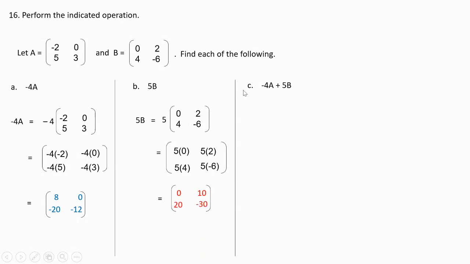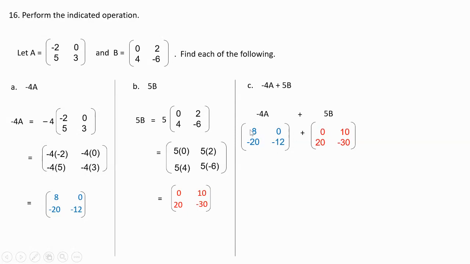Now for part C, right, they want you to find negative 4a plus 5b. So negative 4a, we already solved it, right? So it was the first part here in part A. So the answer was 8, 0, negative 20, negative 12. And the 5b was in part B, which was 0, 10, 20, negative 30.